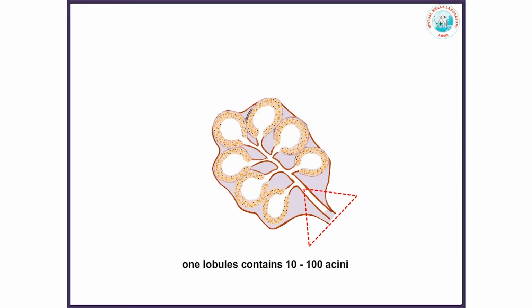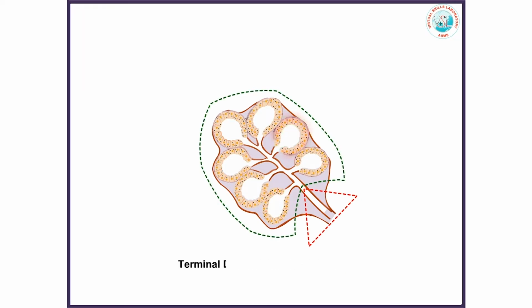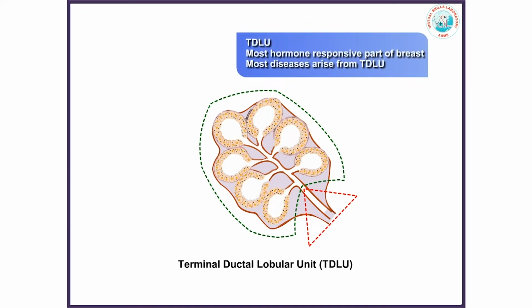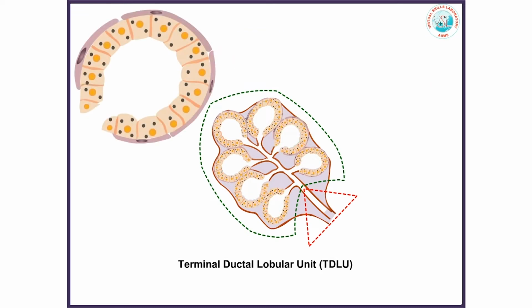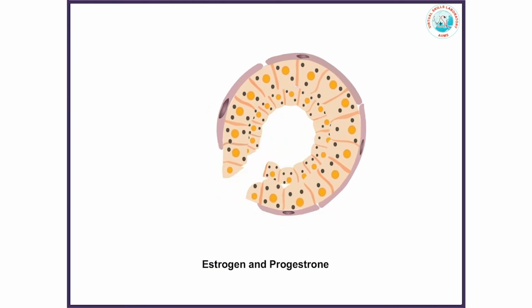The terminal ducts, together with the lobules, constitute the terminal ductal lobular unit, known by the acronym TDLU. TDLU is the most hormone responsive and most active part of the mammary gland. The epithelial lining of the ducts and acini has a luminal and a basal cell layer. The growth of these cells is controlled by the hormones estrogen and progesterone.